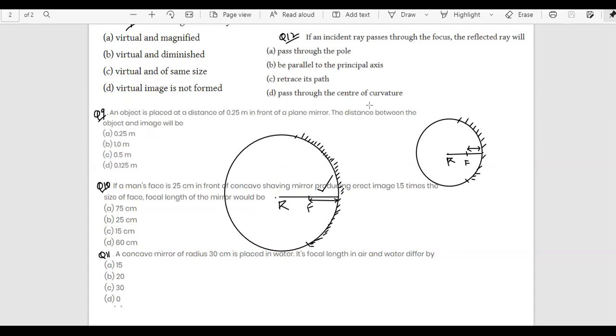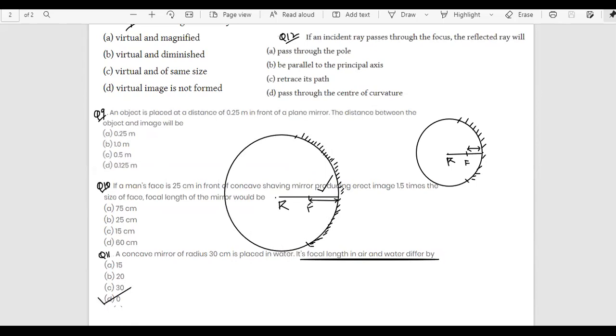When you dip it into the water, its size does not increase or decrease. So its focal length will differ by 0. Got it? Its focal length will differ by 0 only. There will be no change in the focal length. Got it, or still having some doubt?